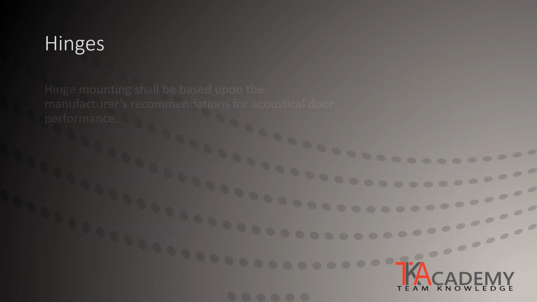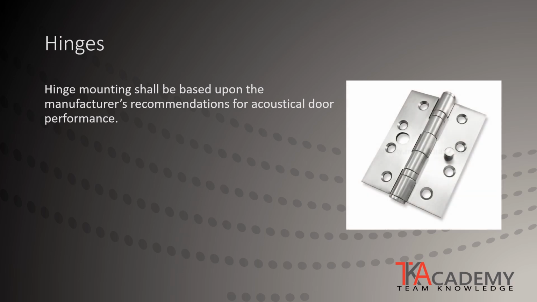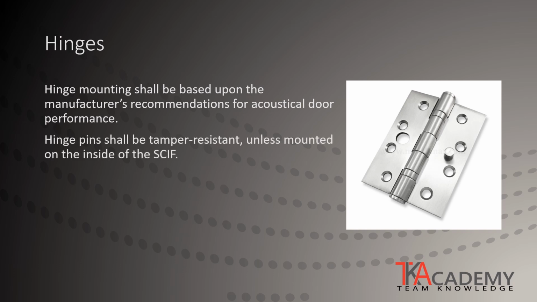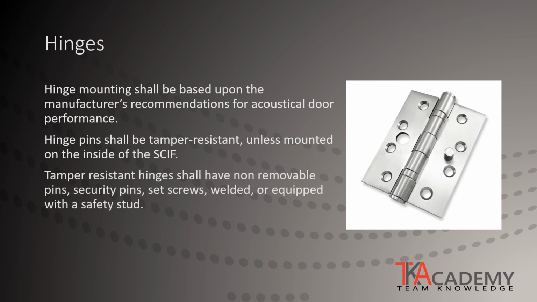The type of door hinges and door mounting should be based upon the manufacturer's recommendations for the door performance. The hinges may be lift hinges that are directly tied to the function of the drop bottom sound seal. The door hinge pins are to be tamper resistant. Tamper resistant hinges shall have non-removable pins, security pins, set screws, welded or equipped with a safety stud.